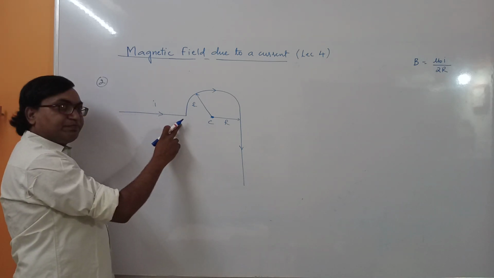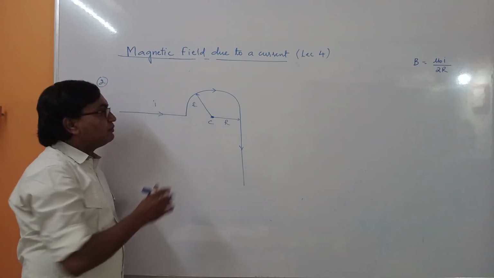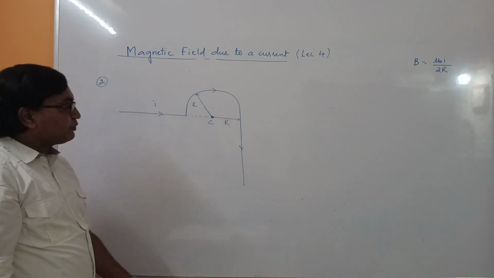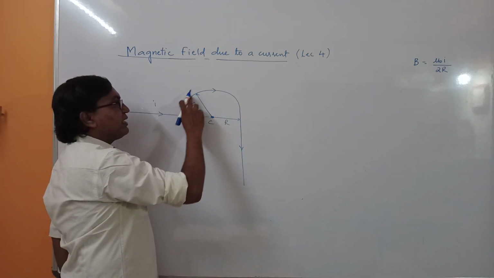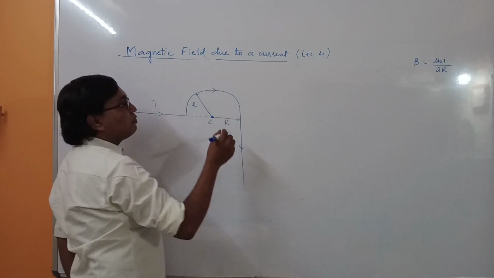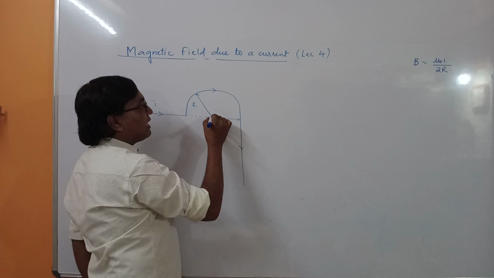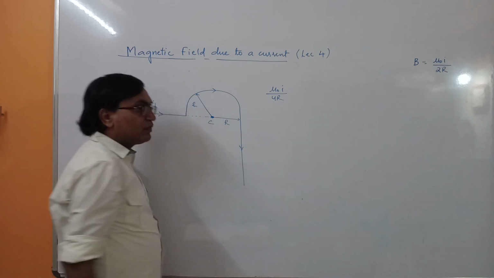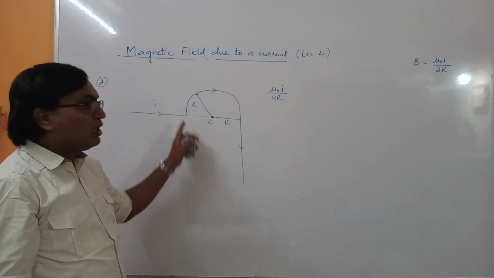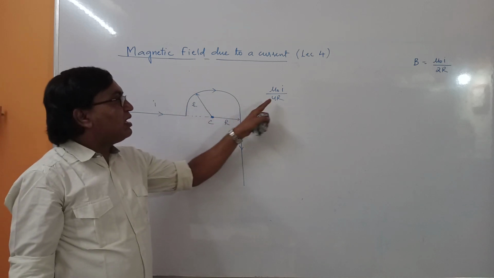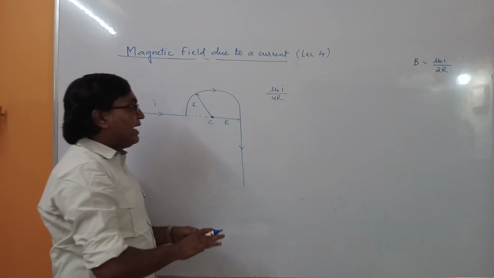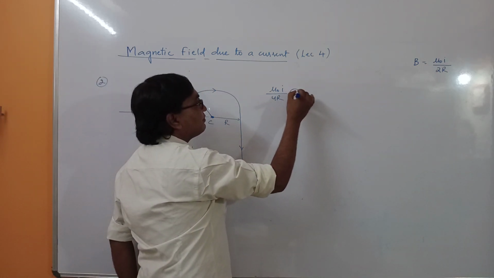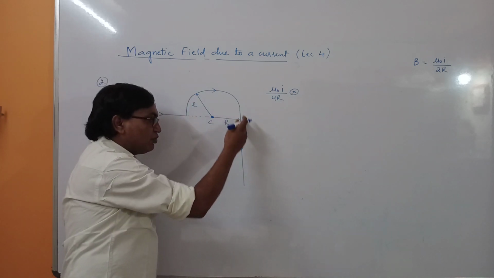Then due to this wire, the magnetic field at this point will be 0 because this point is lying on the line of the conductor, so it is 0. Then we have the magnetic field due to this circular loop. The magnetic field due to this circular loop at the center will be mu naught I by 4R; mu naught I by 2R for a complete circle. Half circle, half of that. Direction we have to see. The direction is inside the board.